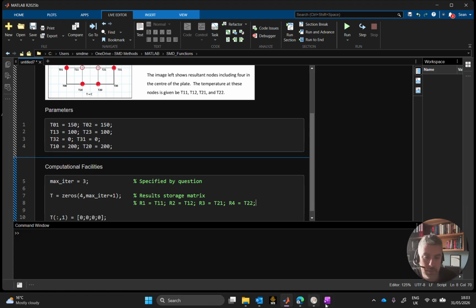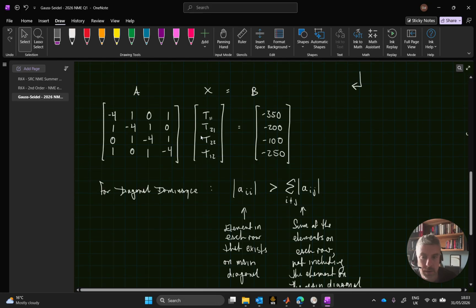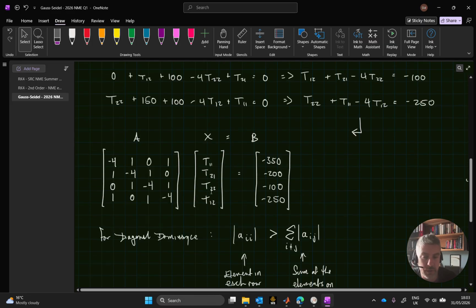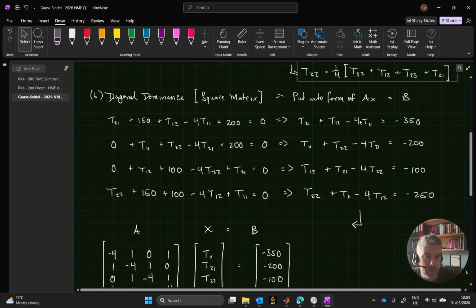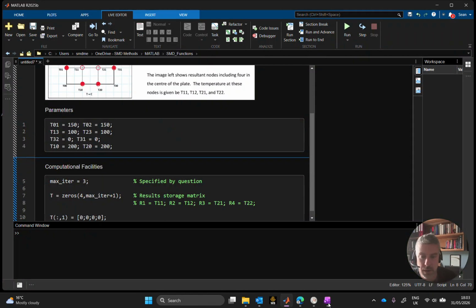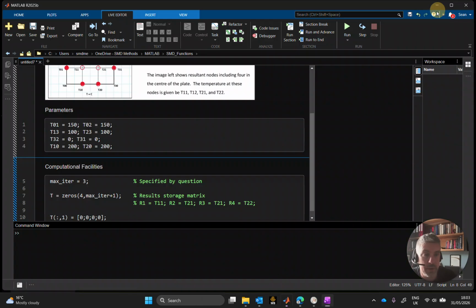All right. Let's make sure we're good with that. T11, T21, T22, and then T12. Just double check: 11, 21, 22, and then 12.